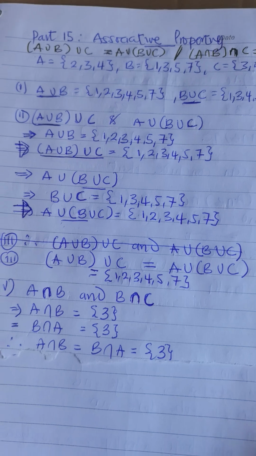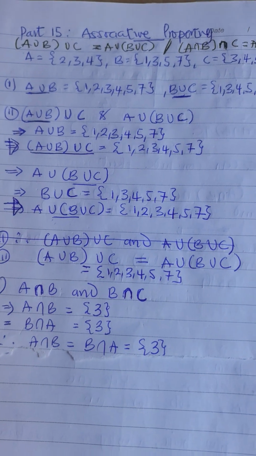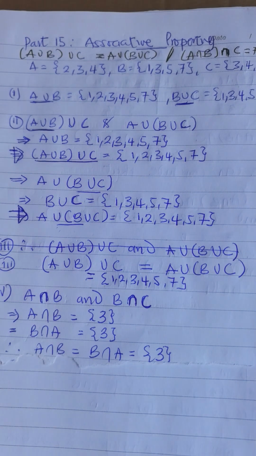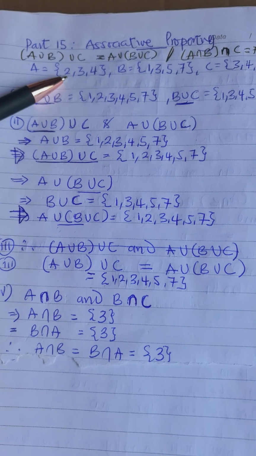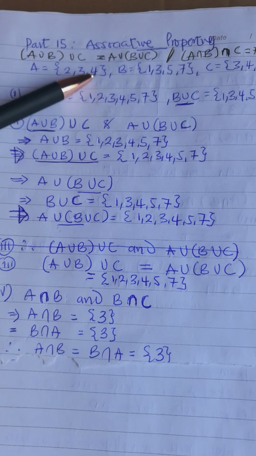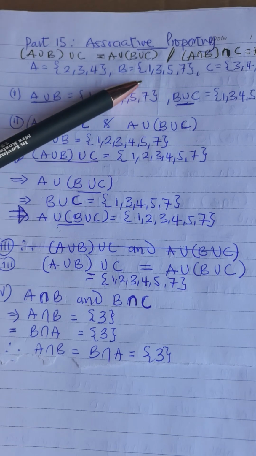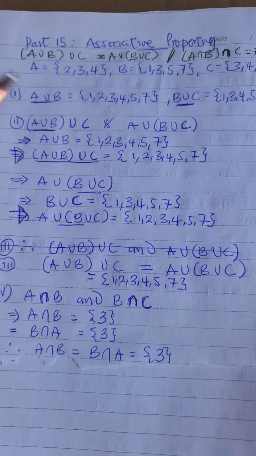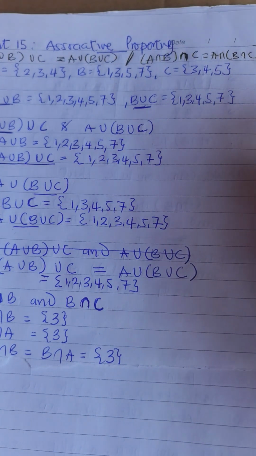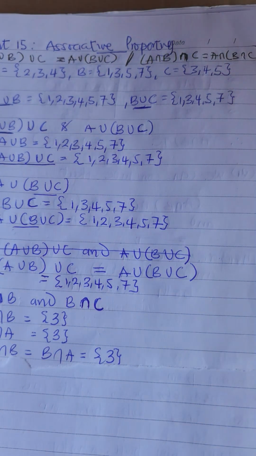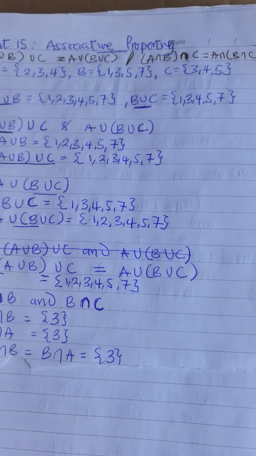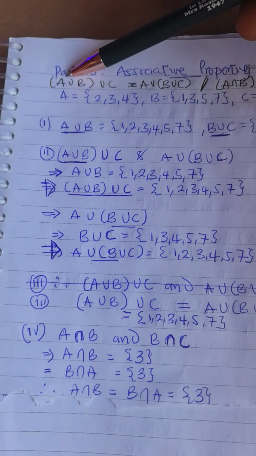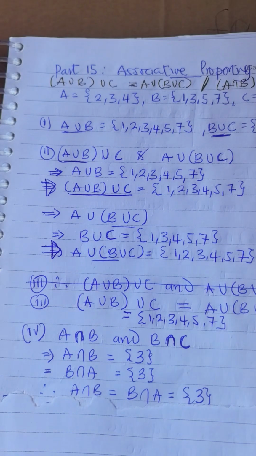Right, now let's see the examples that we were given. We have set A, which has elements 2, 3, 4. Now B has 1, 3, 5, 7. Now move to C. It's 3, 4, 5. If you look at this typical formula, how many sets are there? A, B, and C. The same thing is applicable.